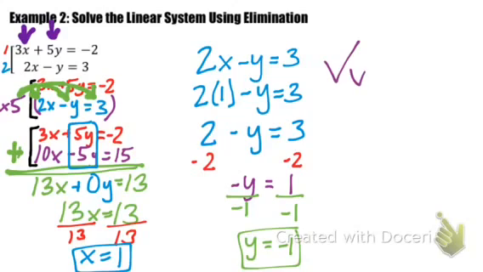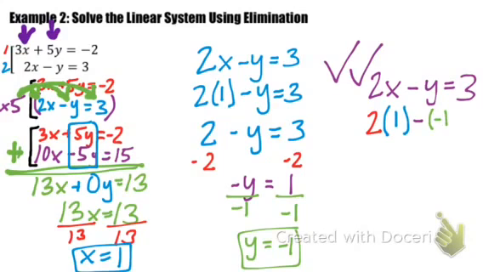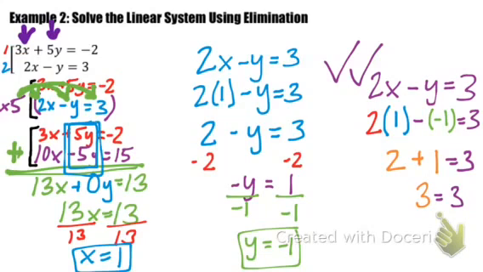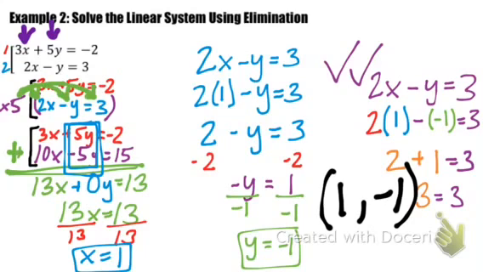Just to double check, I'm going to substitute my values that I found for x and y into one of the equations. Still working with number 2. That's fine. So 2 times 1 minus negative 1 equals 3. We're checking to see if the left side of the equal sign is equal to 3. 2 plus 1 equals 3. Well, 3 actually equals 3. It checks out. So then, as an ordered pair, I have my x to be 1 and my y to be negative 1. The two lines intersect at 1, negative 1.